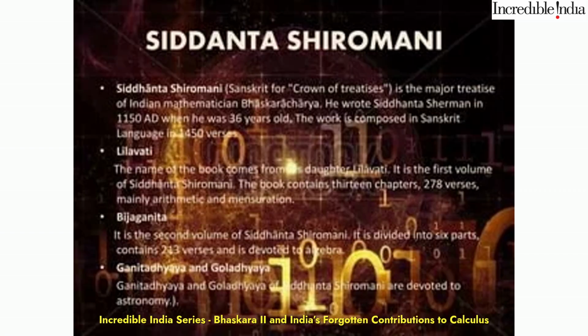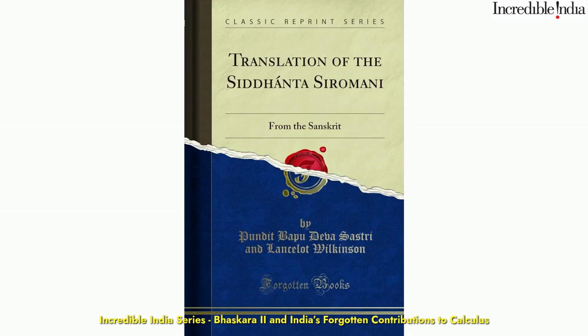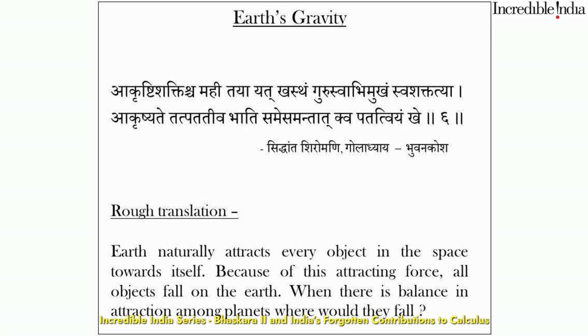One of his key statements was, "A small change in a variable produces a small change in its function." This idea, found in his work on trigonometric functions, is strikingly similar to what we now call the derivative. Reference: Bhaskara II, Siddhanta Shiromani, chapter on Ganitadhyay, Mathematics.